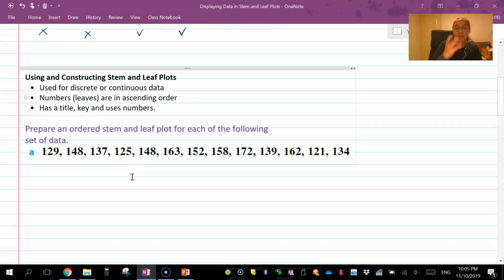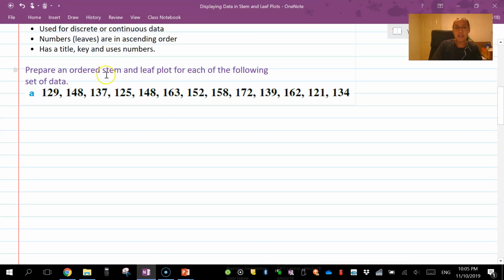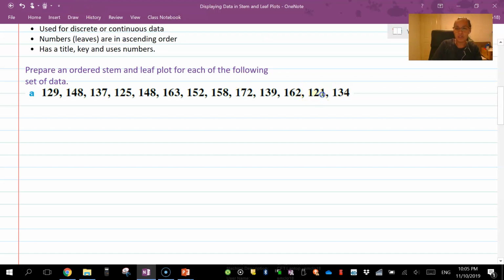It's used for discrete or continuous data. The numbers are the leaves in ascending order, it has a title and key, and can be used for a number of things. So, prepare an ordered stem and leaf plot for the following data. I'm going to have a quick look at my data and identify my minimum, which is 121, and my maximum, 172. Now I know what the range of my data needs to be.